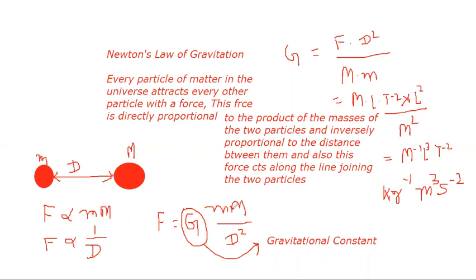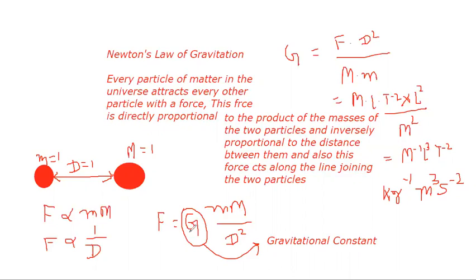Now, what is the definition of the gravitational constant? Suppose there are two bodies of unit mass, which means small m is equal to 1 and capital M is also equal to 1, and they are separated by a unit distance of 1 meter. So D is also 1. Then small m becomes 1, capital M becomes 1, and D becomes 1. So F is equal to G, or G is equal to F.